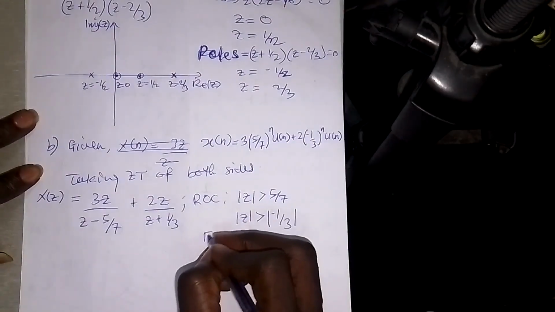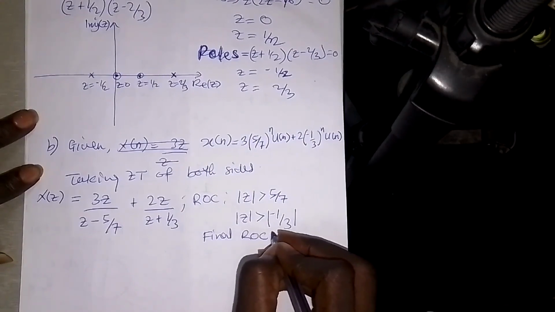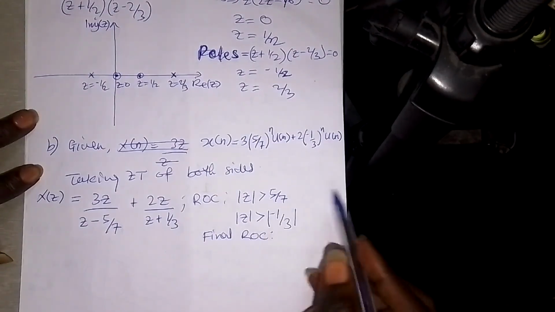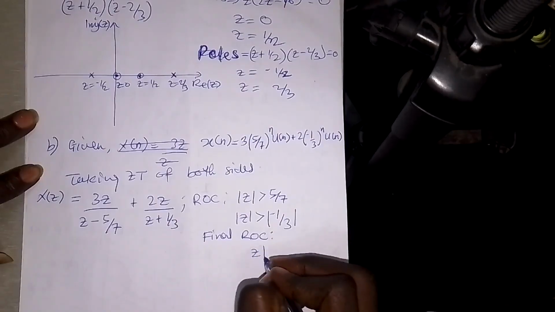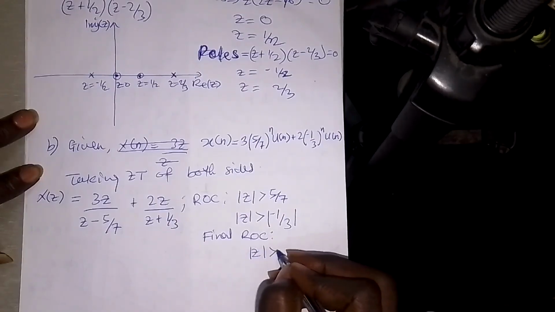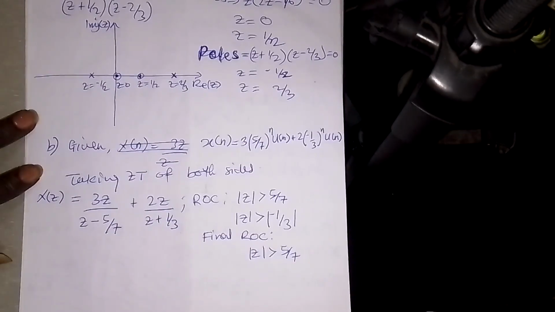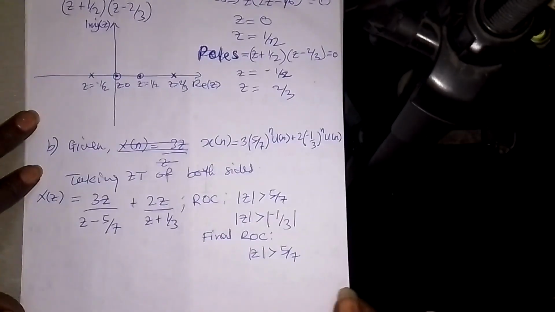So now here is my final ROC. Which is greater? 5 over 7 is greater. So it's going to be such that |z| is greater than 5 over 7. Now that's how my ROC is going to be.